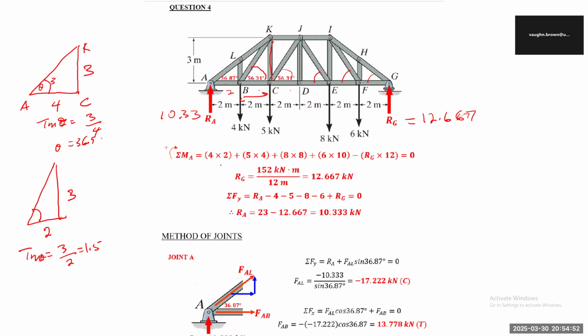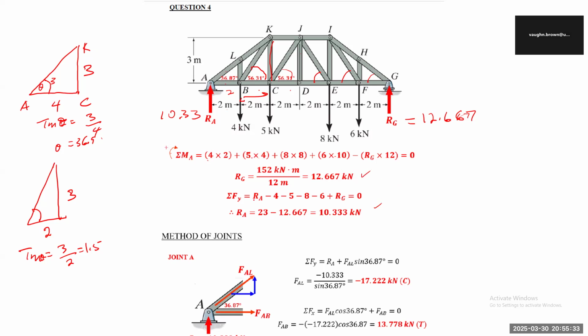And here now you just take your moment. They're using clockwise as positive, so this would be 4 times 2, positive. Then this is 4 times 5. And which other one do we have? 8 times 8, so the distance is 8 down there. And 6 is going to be times what? 10, because going right down is 10. And the anticlockwise is minus, so RG times 12. And so they are able to work that out.